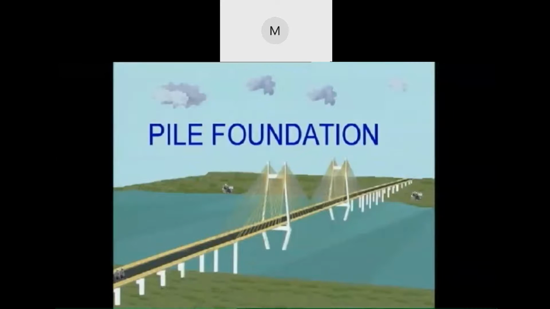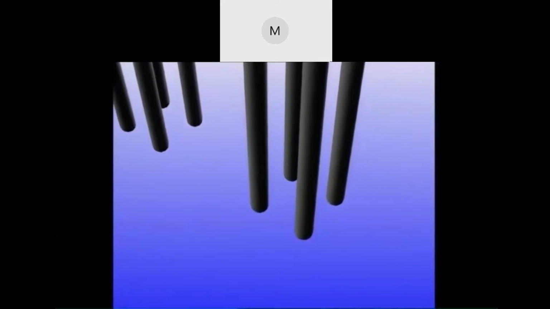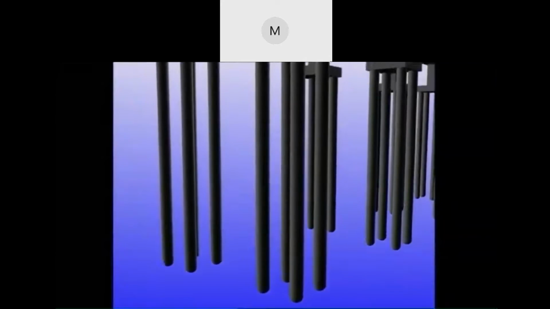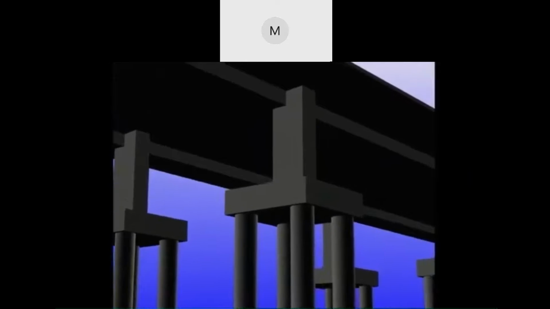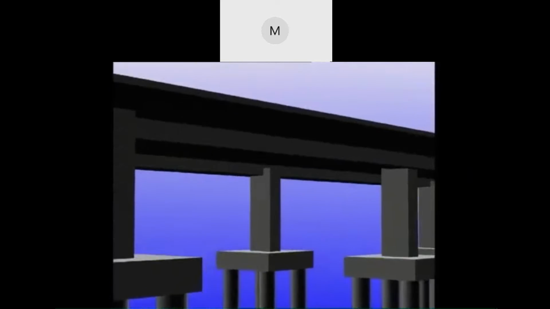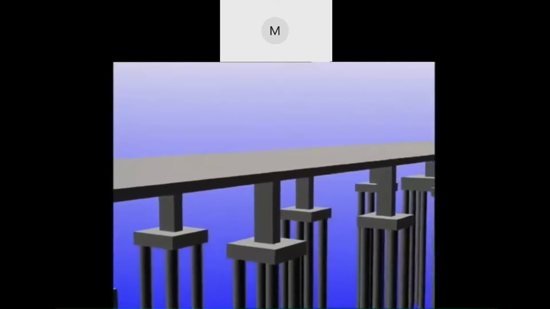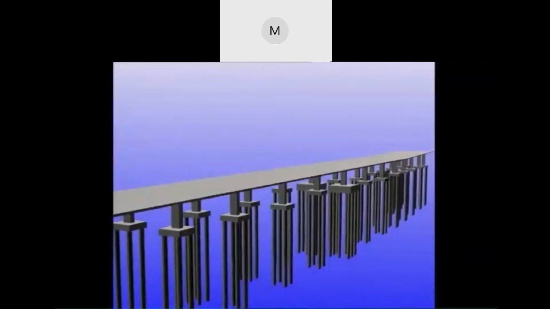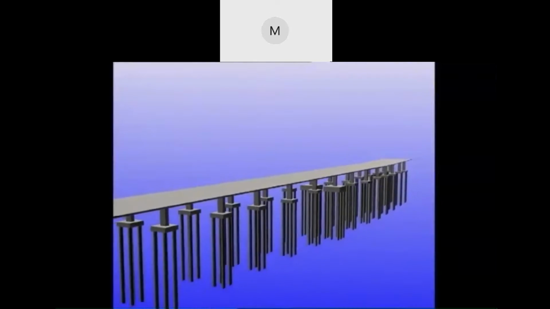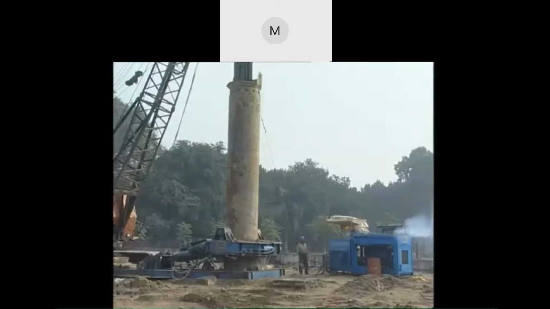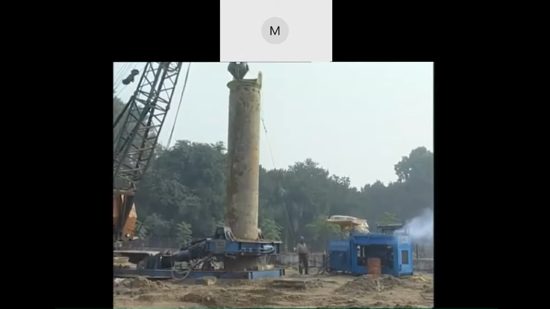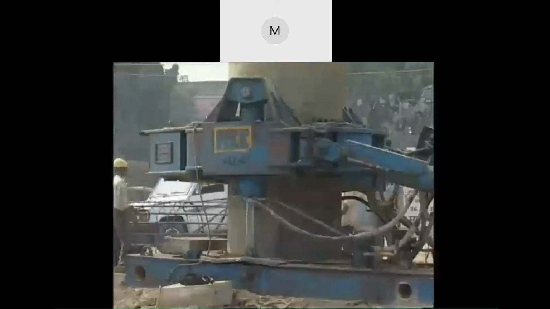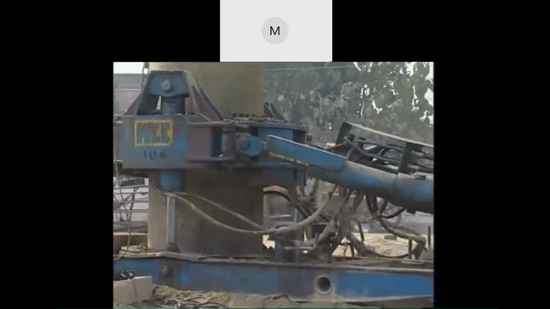Pile foundation. Module 3 of the project, namely approach viaduct on the Allahabad side, is founded on 1,200 mm diameter concrete piles. Each pile group consists of 4 piles with a total of 130 piles for the viaduct. The bored cast in situ piles are installed using Casagrande piling equipment using retrievable casing pipes.